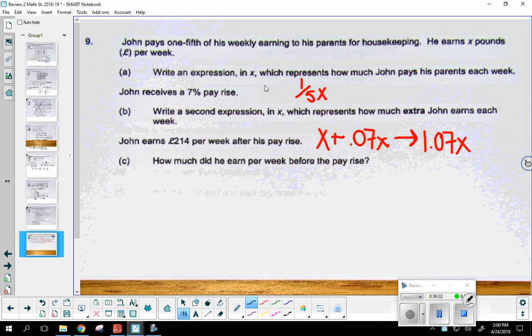So that would represent how much extra he's earning per week. It even says write a second expression. The way I'm reading it, it's not connected to the original one that we wrote. We know he's giving his parents 1/5 of what he earns, but this is how much extra he earns per week. Now, if I did want to know what expression would result in the increase that his parents are going to get, then I would multiply the 1.07x times the 1/5. Does that make sense?